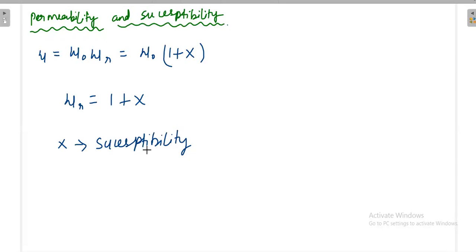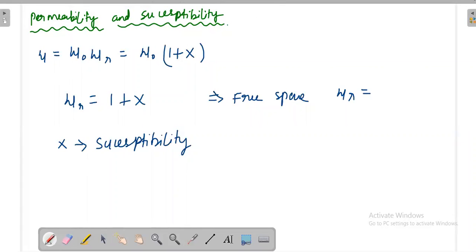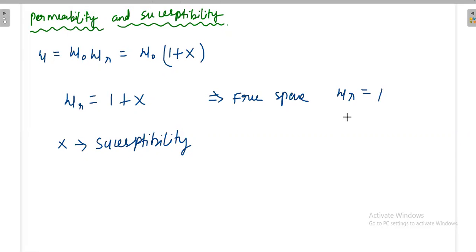What is the susceptibility of air or free space? For free space mu r is 1, then susceptibility is 0. The susceptibility of free space is 0. So for free space mu r is equal to 1. Once mu r is 1, then what is the susceptibility? The susceptibility value is 0.